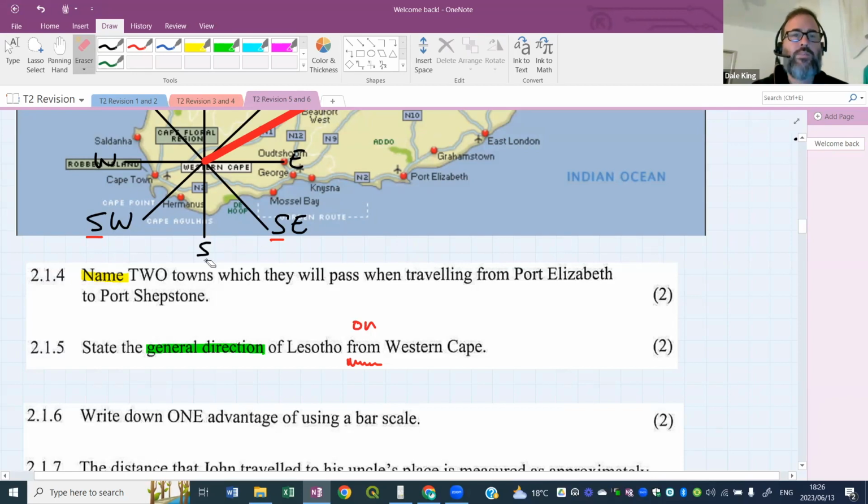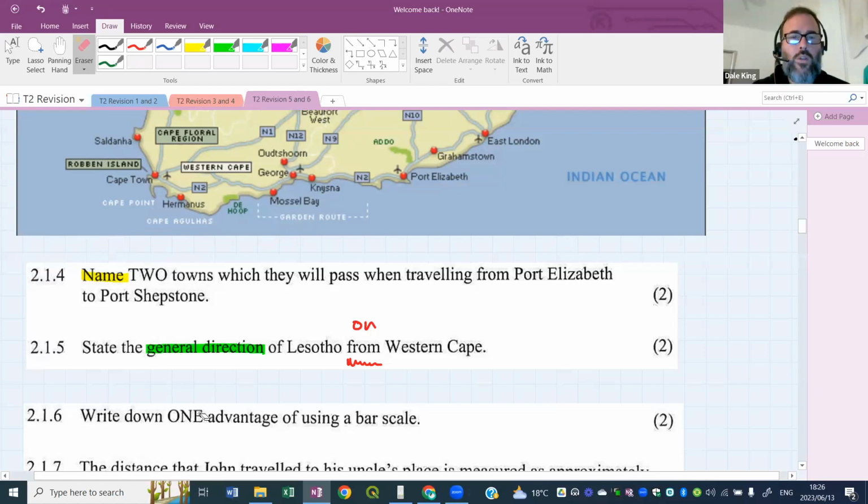Okay, let's have a look at the next question. The next question is question 2.1.6. It says, write down one advantage of using a bar scale. One advantage of using a bar scale.